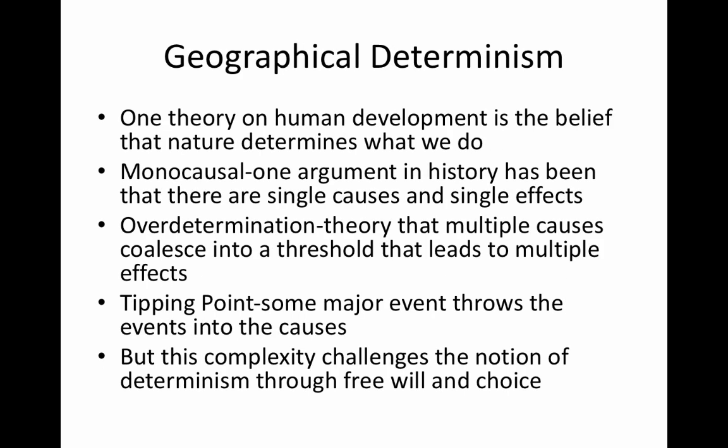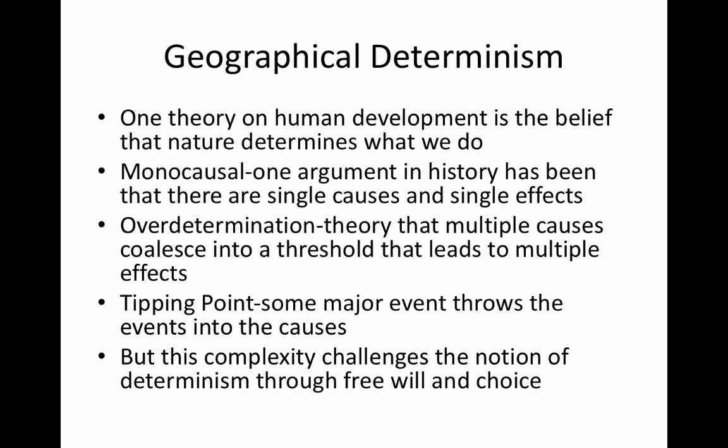So this brings up the big issue within this PowerPoint, and it's a theory known as geographical determinism. The idea of geographical determinism is that nature determines what human beings do. Now, whenever you're approached with a theory like this, there are a few things I want you to consider. And this is true about world history in general. Whenever you're approached with something called a monocausal theory, meaning that there's one argument in history that gives us a single cause and single effects, I want you to be very skeptical. Human beings are far more complex than that. Usually there are multiple causes and multiple effects to anything that happens.